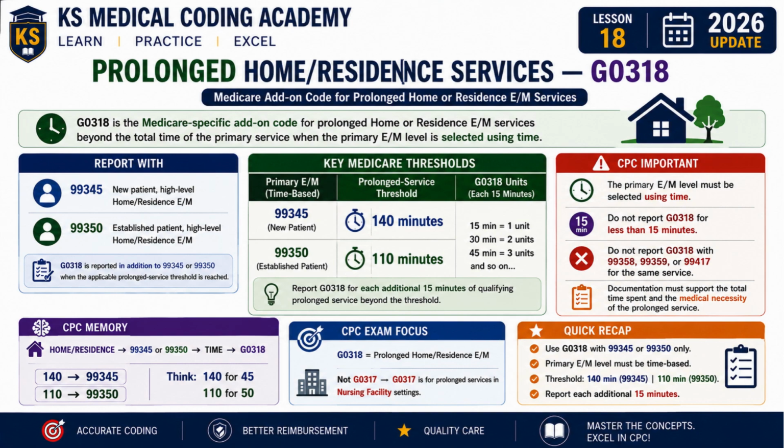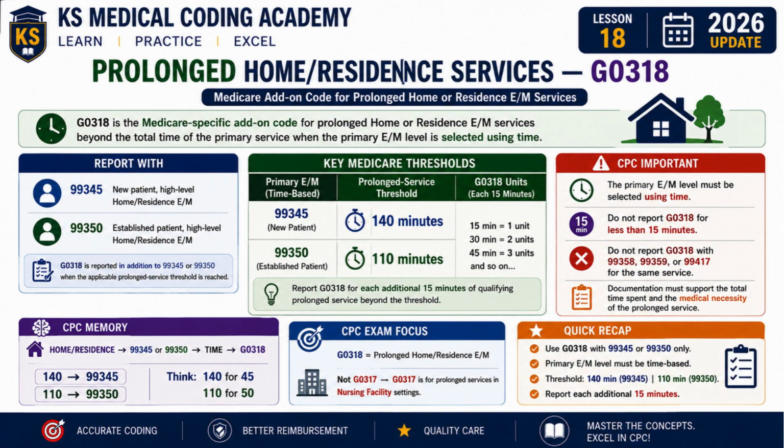Now let's review G2318, the Medicare add-on code for prolonged home or residency (M) services. G2318 is reported with 99345 for a new patient or 99350 for an established patient, when the primary (M) level is selected based on time and the applicable prolonged service threshold is reached. The Medicare threshold is 140 minutes for 99345 and 110 minutes for 99350. G2318 is reported for each additional 15 minutes of qualifying prolonged service beyond the applicable threshold.